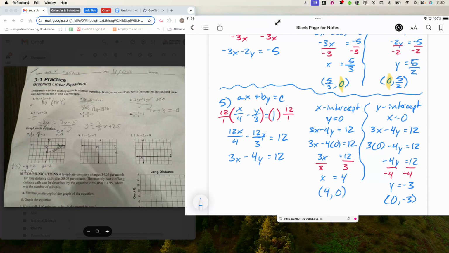And this trick that I showed you here with fractions, this will work every single time you have an equation that has fractions in it. You just need to multiply by a number that is divisible by both denominators, and you'll end up with whole numbers like I did.